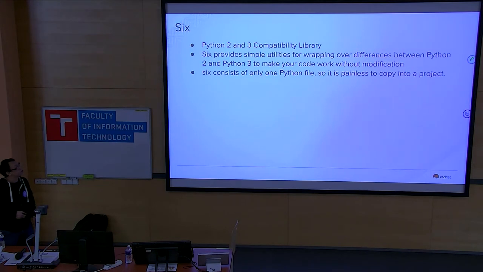So six is a Python 2 and Python 3 compatibility library, which is written by Benjamin Peterson. It's a really smart solution for that. Six provides simple utilities for wrapping over differences between Python 2 and Python 3, and really makes your code work on the same code base without modification. So six is a really simple one. It's only one Python file, so you can easily copy it into your project and use it.